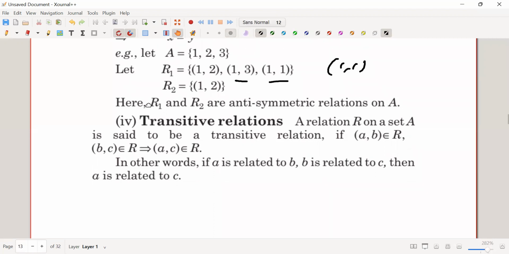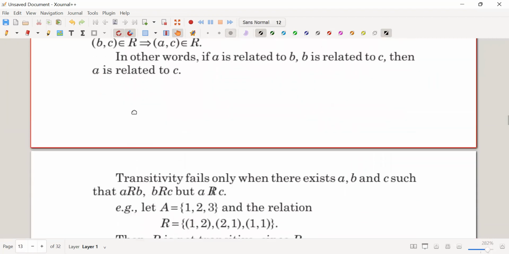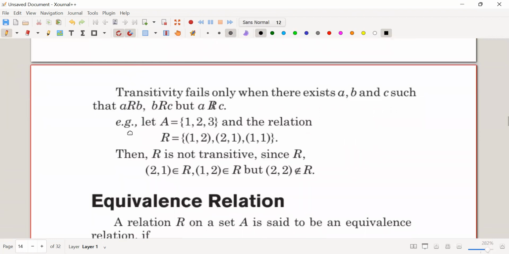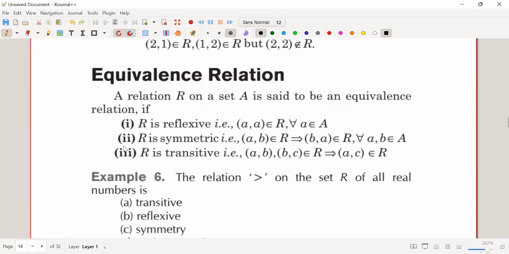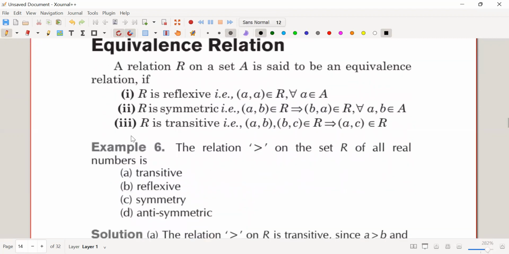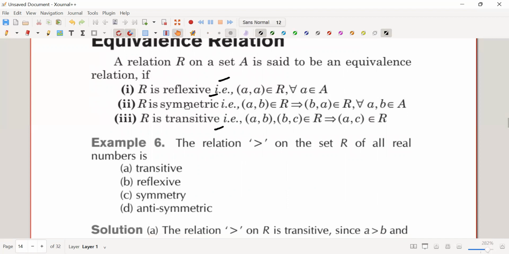Transitive: one, two are related and two... so A and C must be related. All right. What is an equivalence relation? Reflexive, symmetric and transitive conditions are satisfied.